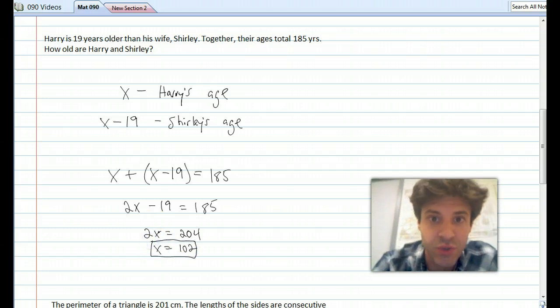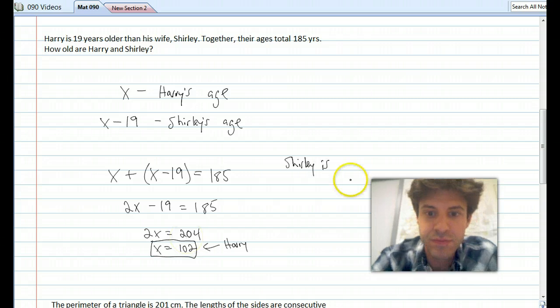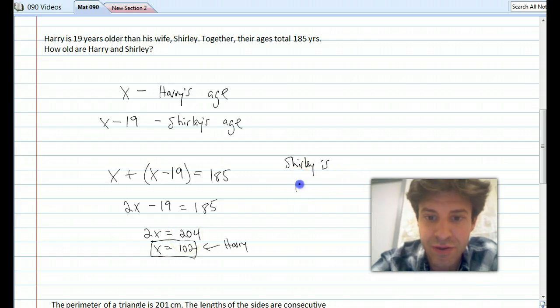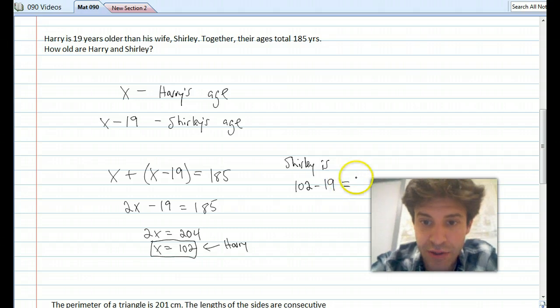To answer the question, we also need Shirley's age, so we need to subtract 19 from Harry's age to get Shirley's age. So Shirley is 102 minus 19, that's just 83 years old.